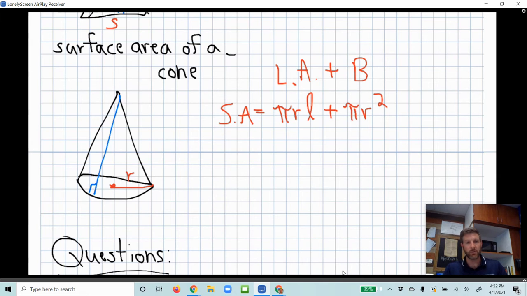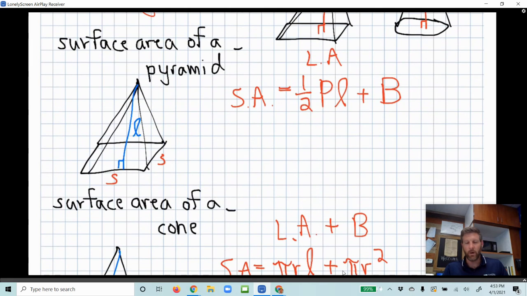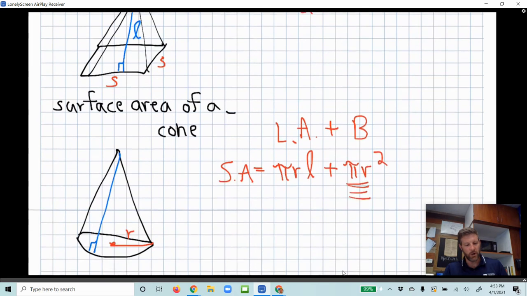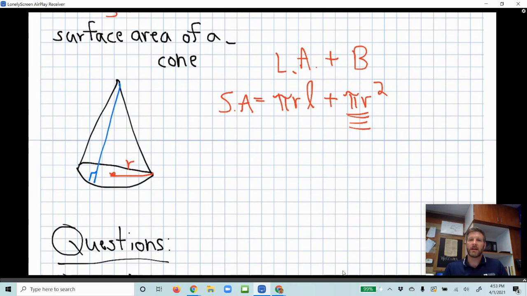And then the base of a cone is a circle, and so that's why for the base, we just have the good old pi r squared, because that'll give us our base down here. Okay, so two new shapes: pyramids, 1/2 perimeter times slant height. It's like we had height, but again, it's the slant height, so be careful. I'll just keep saying slant height, plus one base. And then for a cone, pi r slant height plus the base pi r squared.